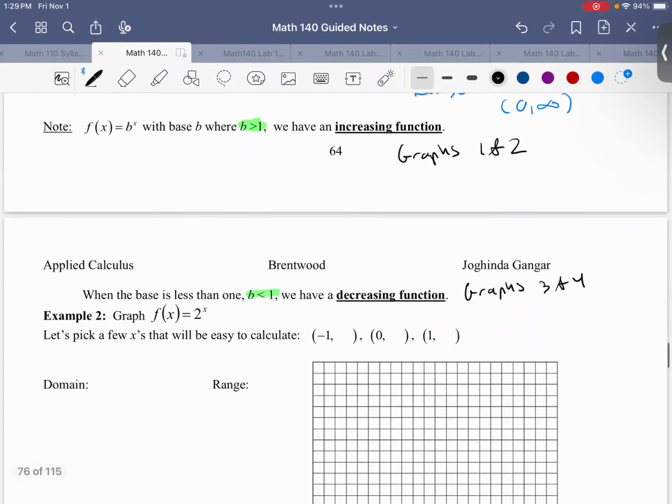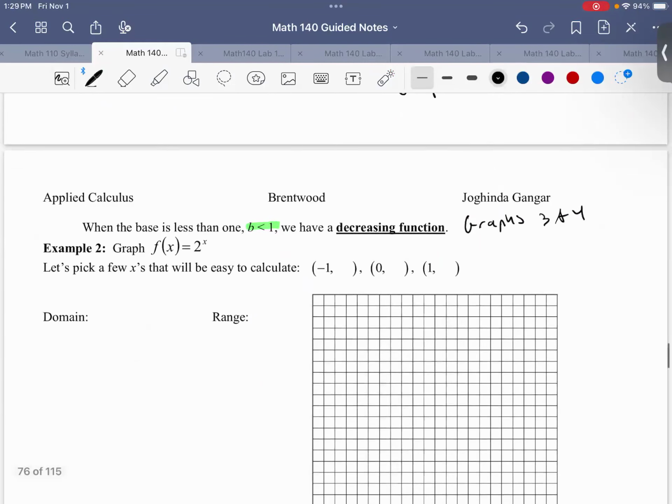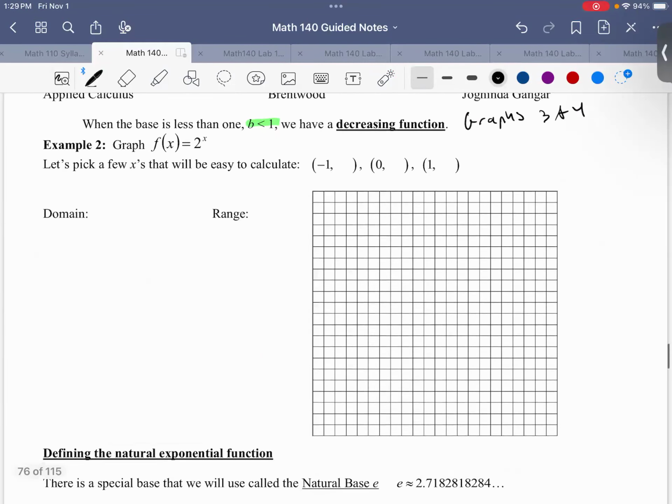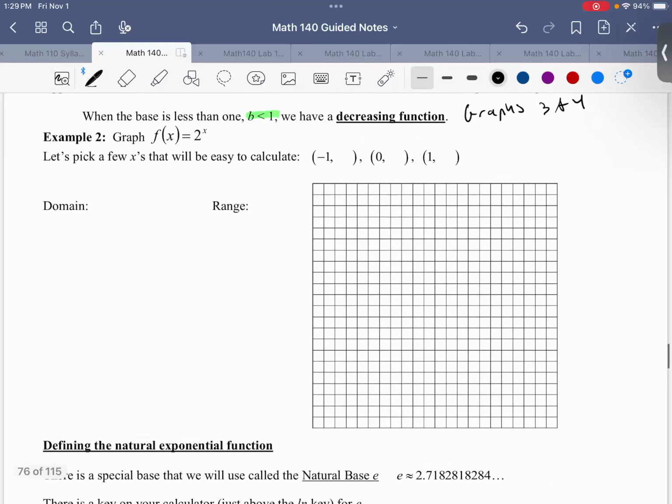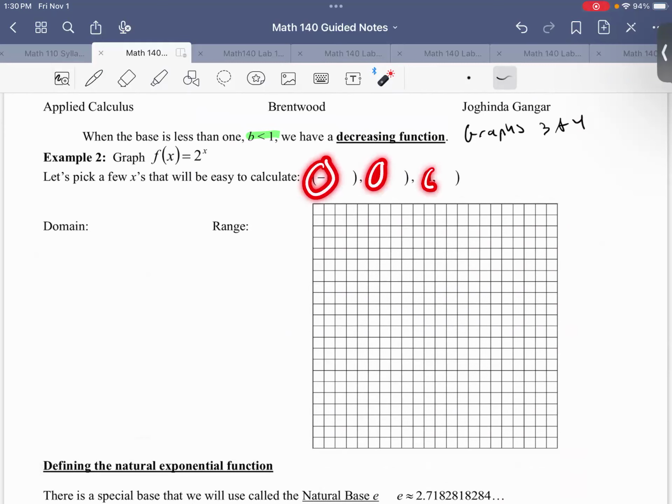Okay. Now let's go ahead and actually plot one of these exponential functions. Let's plot an easy graph using what we previously knew. So graph f of x equals 2 to the x. Okay. So let's pick a few x values that will make it easy to calculate. So some easy x values would be -1, 0, and 1. So let's go ahead and figure out what those values might be.